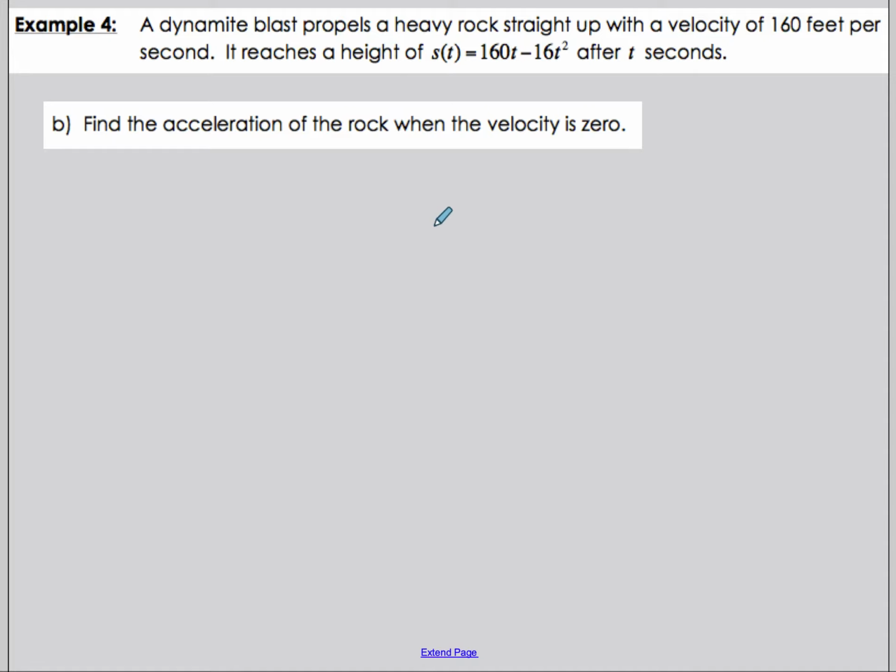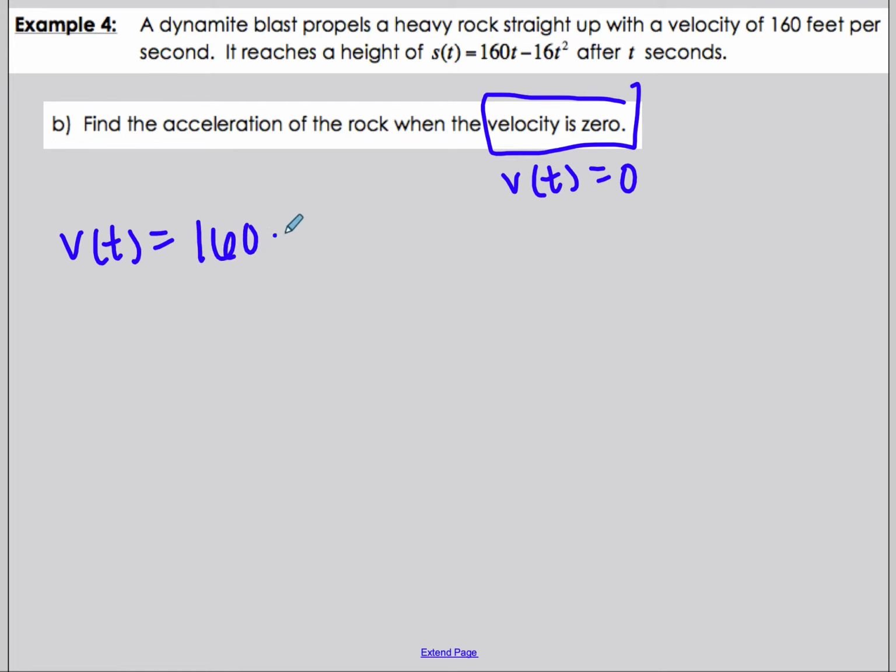Okay, so this is actually asking us to do two things. Find the acceleration of the rock when the velocity is 0. So my velocity is v of t, and "is" means equals 0. So I need to take my velocity function and set it equal to 0. So remembering my velocity function from the other side, or just retaking the derivative of this, I would have 160 minus 32t. Then I would set it equal to 0. And I would solve for t.